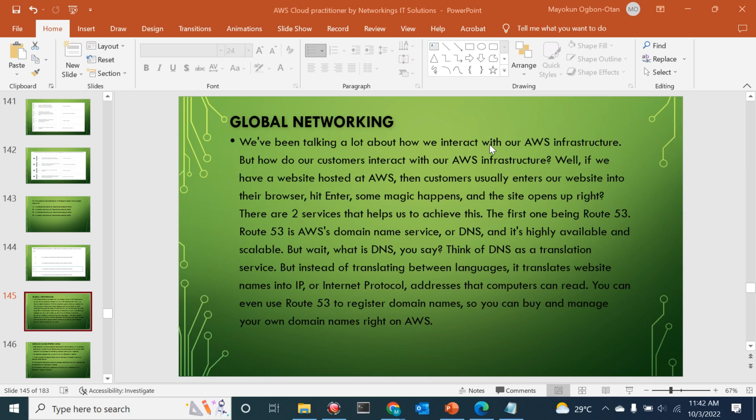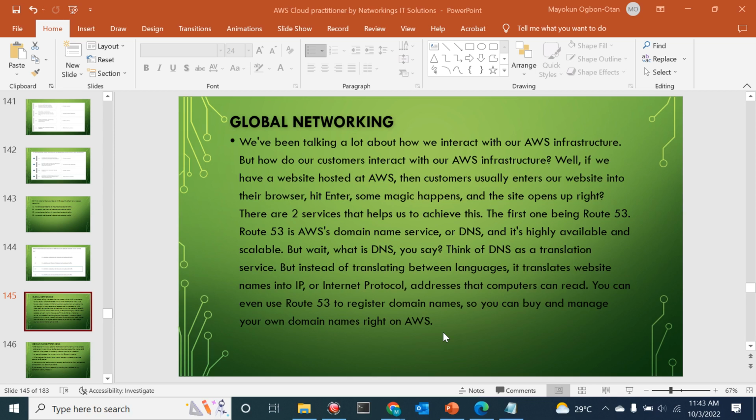Yes, I can. We've been talking a lot about how we interact with our AWS infrastructure, but how do our customers interact with our AWS infrastructure? Well, if we have a website hosted at AWS, then customers usually enter our website into their browser, hit enter, some magic happens, and the website opens up, right? There are two services that help us to achieve this. The first one being Route 53. Route 53 is the AWS Domain Name Service, or DNS, and it's highly available and scalable.